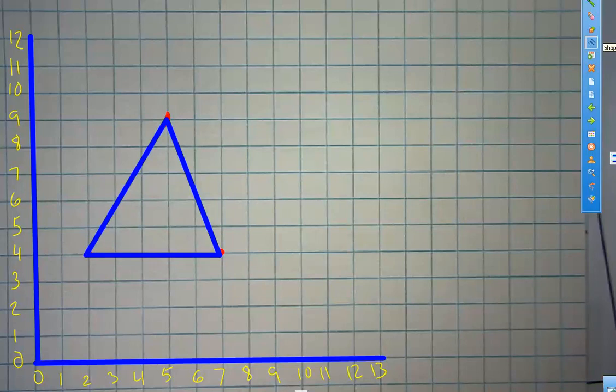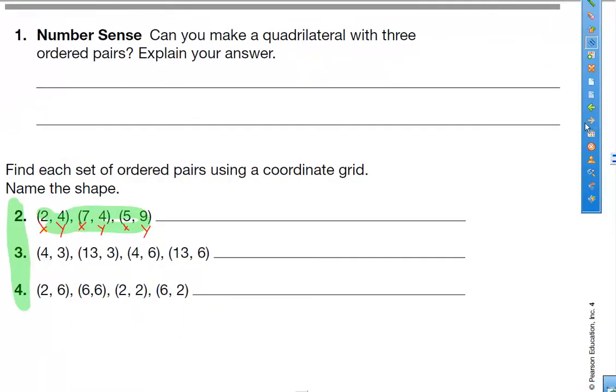And what shape did we have? That's what the question says. The shape we have is a triangle.